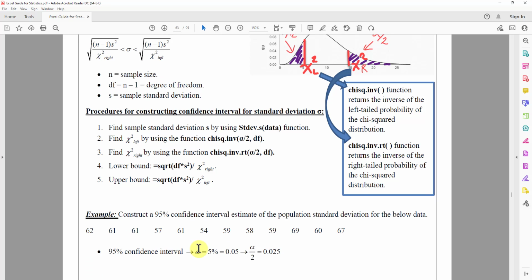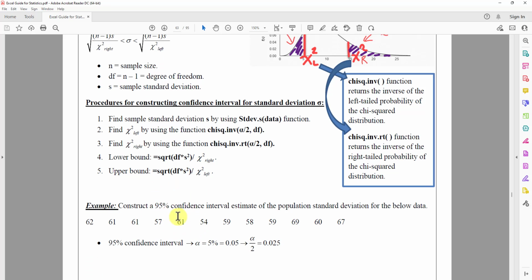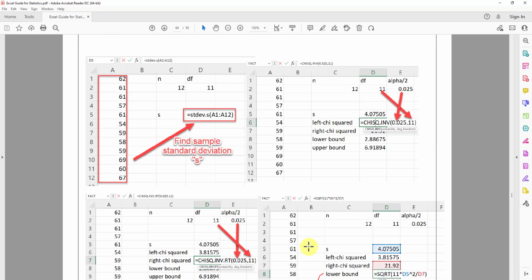Okay, example. We are looking for the 95% confidence interval estimate of the population standard deviation of these values. So we have 12 values, so n is equal to 12 in this case. It is a 95% confidence interval, so alpha is the other 5%, or 0.05. And therefore alpha over 2, half of it, is 0.025.